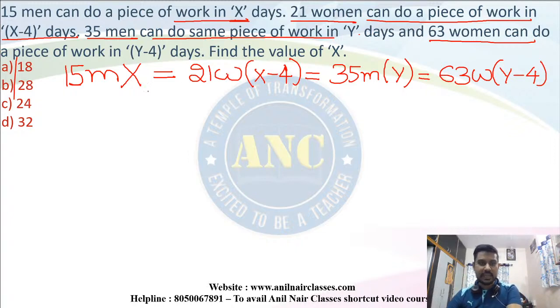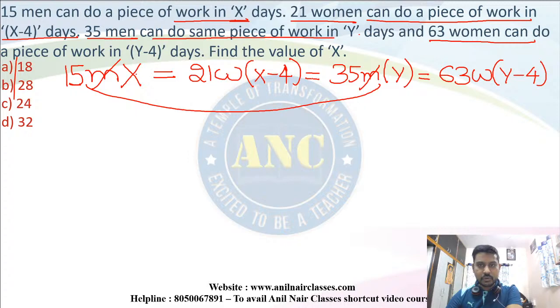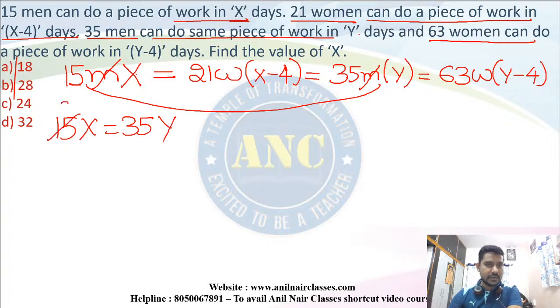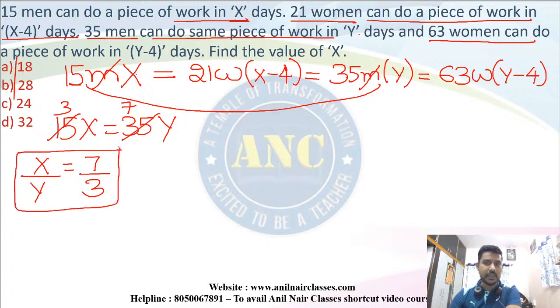Now, if I take these two equations, M and M will cancel out. 15x is equal to 35y. Let me write it. 15x is equal to 35y. 15 is 5 into 3, 35 is 5 into 7. So the ratio x divided by y is 7 divided by 3. I came to know the value of x by y.